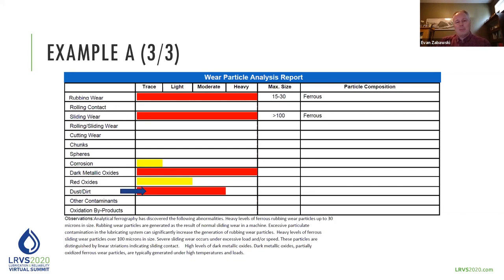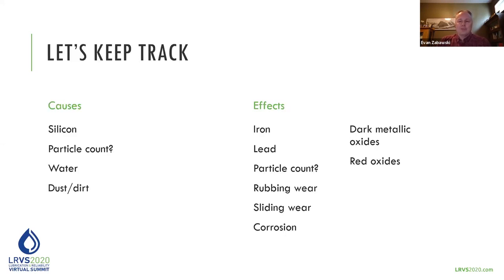Something didn't make that appear because of the wear. It got in there and probably caused a bunch of this wear. So it is a cause, so we're going to put it under causes. But notice that we still have a question mark beside particle count, right? We put it in both sides, don't know which one it belongs in.